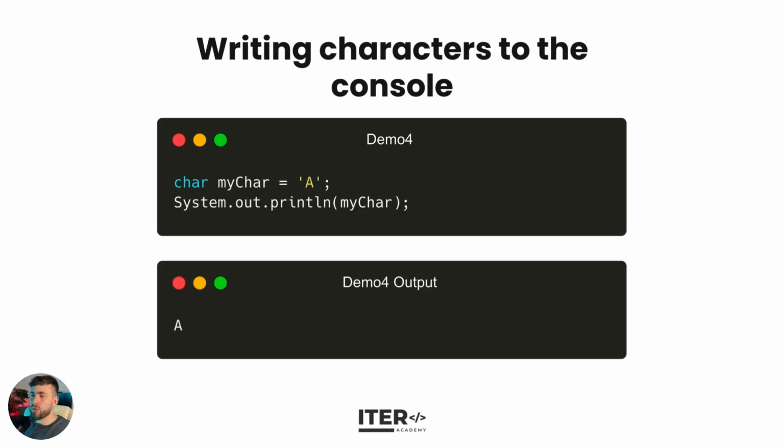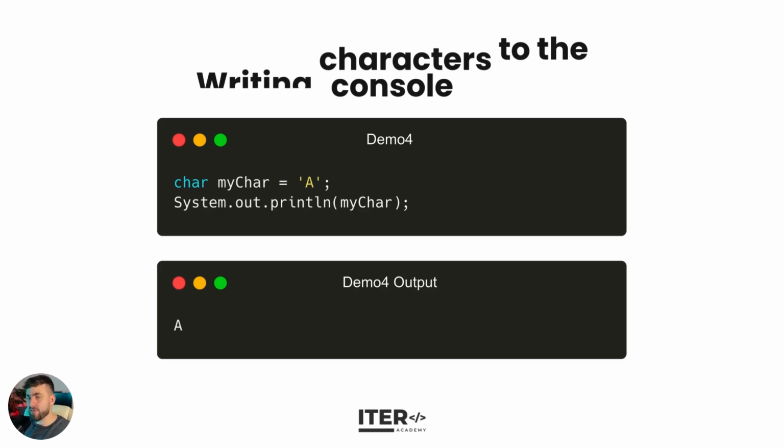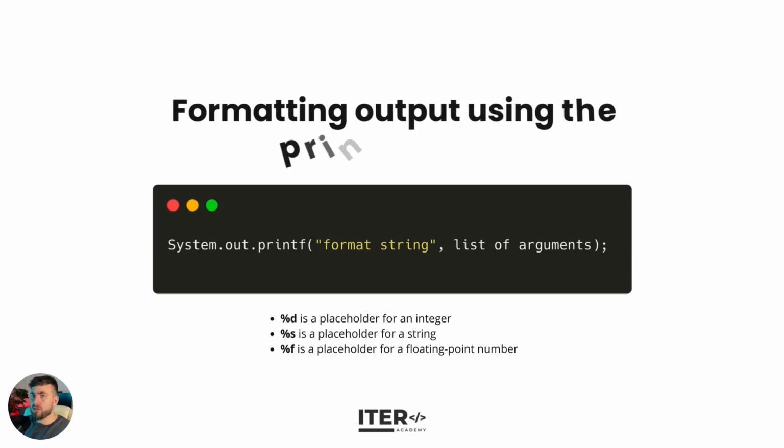In this part of the lesson, we have looked at examples of writing different data types to the console using the System.out.print and System.out.println methods. In the next part of the lesson, we'll be discussing how to format the output using the printf method. So, the printf method is used to format and print output to the console. It is similar to the System.out.print and System.out.println methods that we covered in the previous parts of the lesson, but also it allows for more control over the formatting of the output.